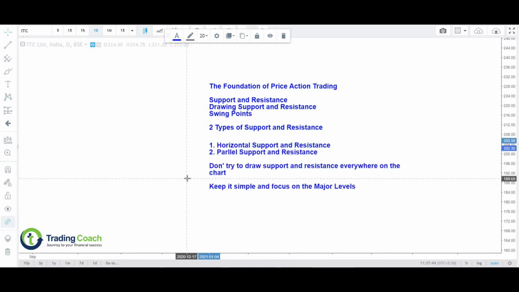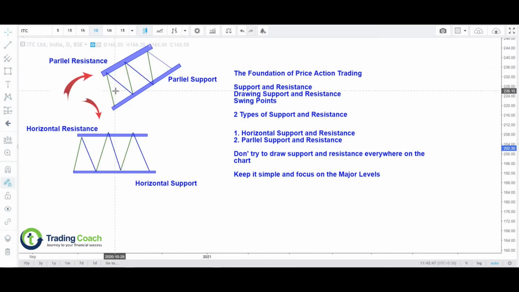Here are some of the theoretical key points you need to keep in mind. First of all, when we talk about support and resistance, there are actually two different types. We have horizontal support and resistance, and we also have parallel support and resistance. Let me show you diagrammatically how both of them look. Here is the diagrammatic example of both horizontal support and resistance and parallel support and resistance.